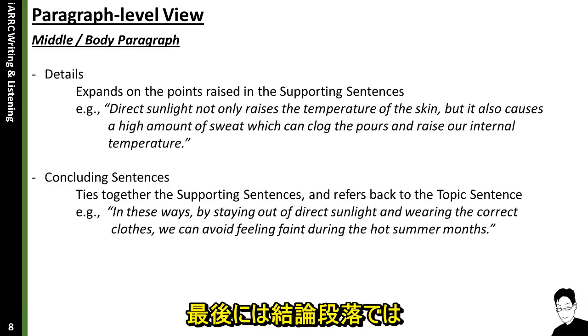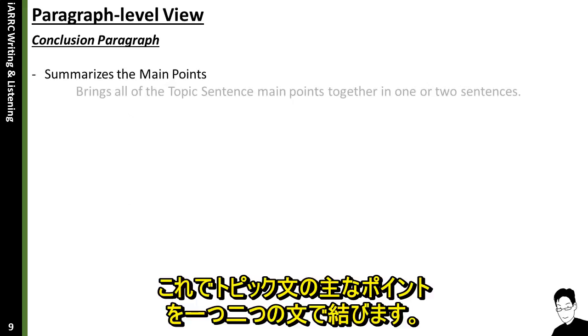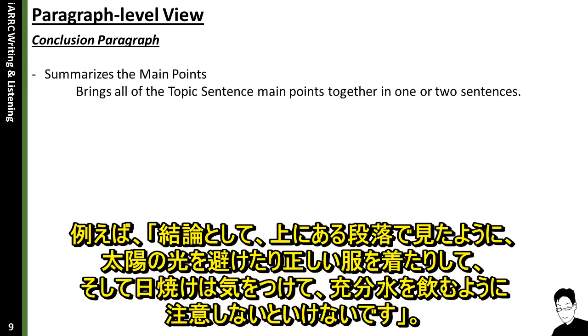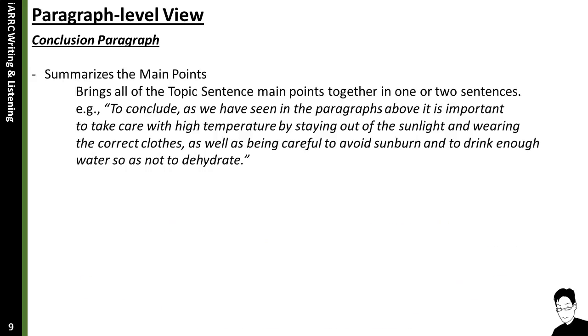Finally, looking at the conclusion paragraph, we can see that we begin by summarizing the main points. By this, we bring all of the topic sentence main points together in one or two sentences. For example, to conclude, as we have seen in the paragraphs above, it is important to take care with high temperature by staying out of the sunlight and wearing the correct clothes, as well as being careful to avoid sunburn and to drink enough water so as not to dehydrate.